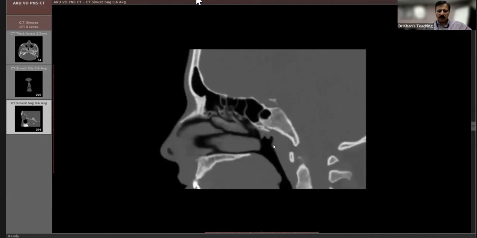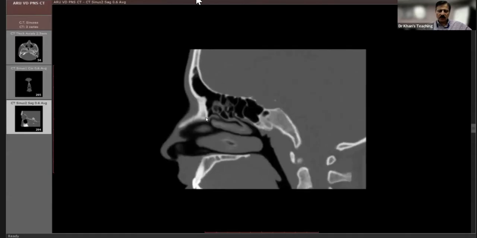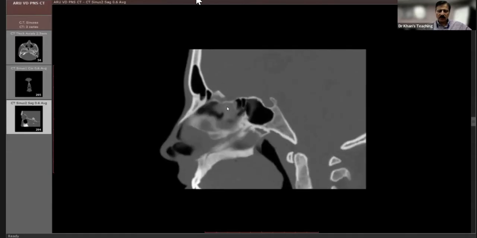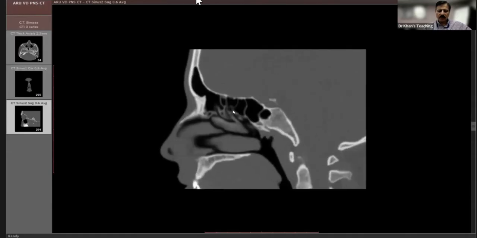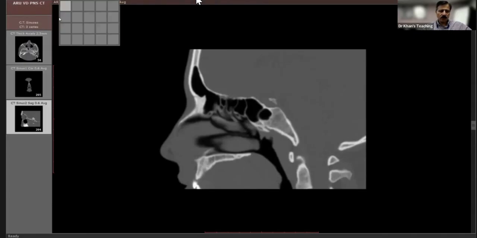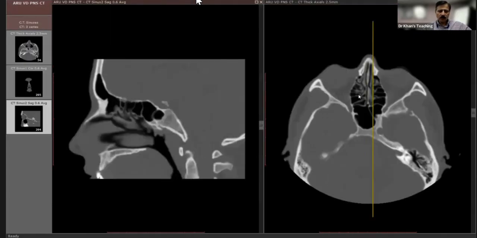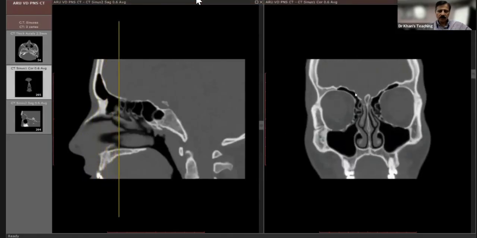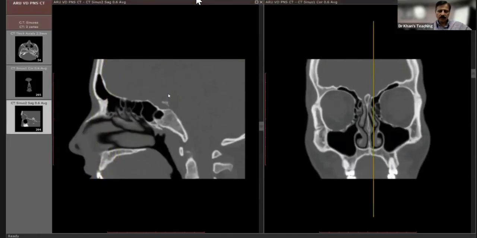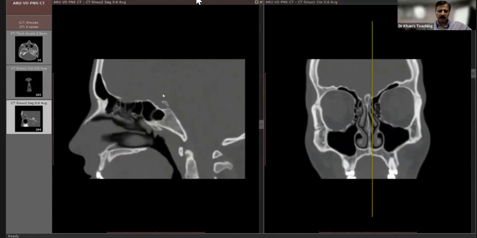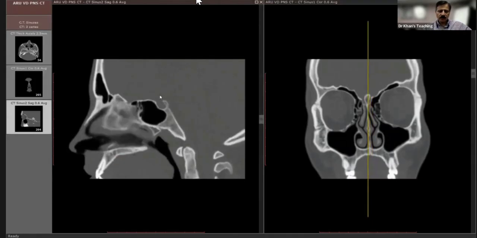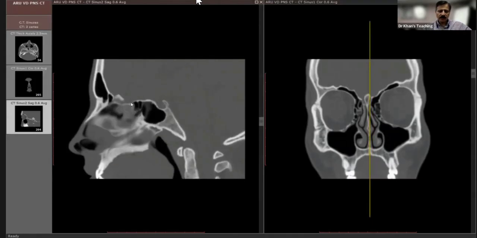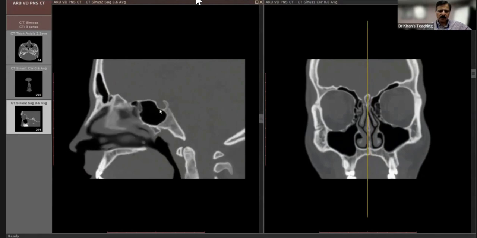So once again, on a sagittal, you can see the frontal sinuses here. Let me marry it with a coronal for orientation. So this is here. Now this is the crista galli. So here you are. This is the crista galli. And you can see this is the sphenoid sinus, the pituitary gland, etc.